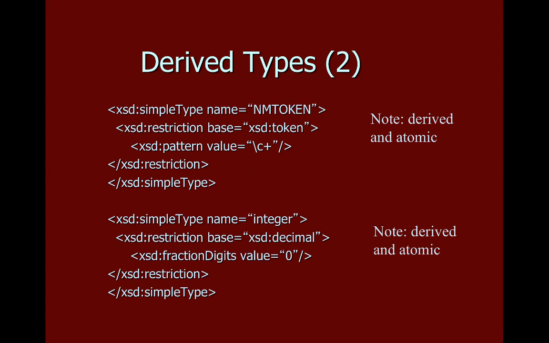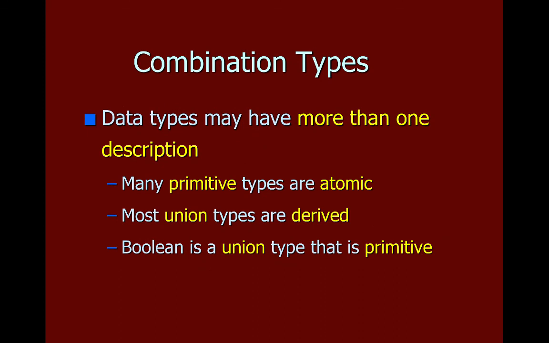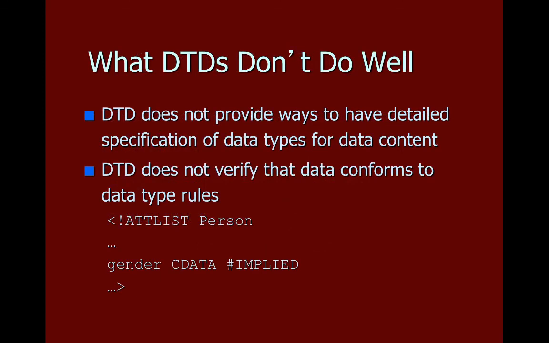So here are some examples of derived types, and you can specify a pattern. So a set of strings or a set of tokens that conform to this pattern can be declared like this. And here you just derive integers from the set of all decimals, with fraction digits value equals 0. So all decimals with fraction digits equals 0 is an integer. So there may be more than one description. Primitive types are atomic, union types are derived, Boolean is a union type that is primitive. So you can combine them.